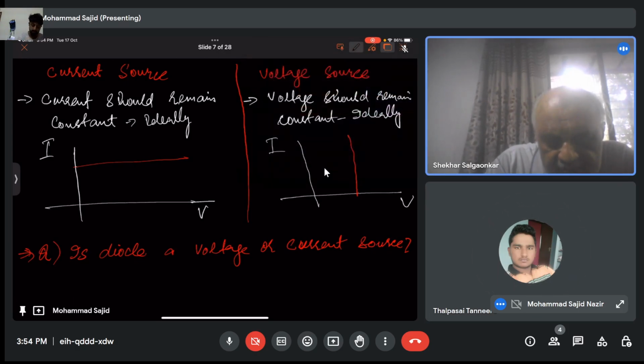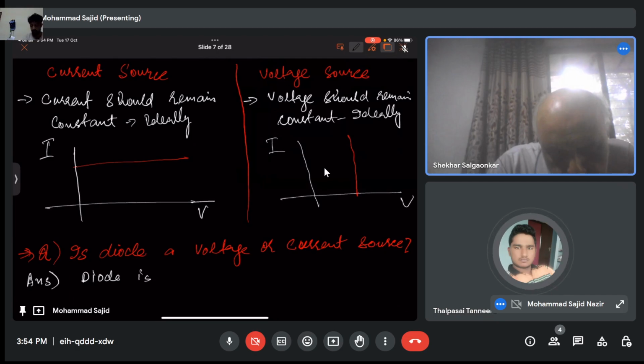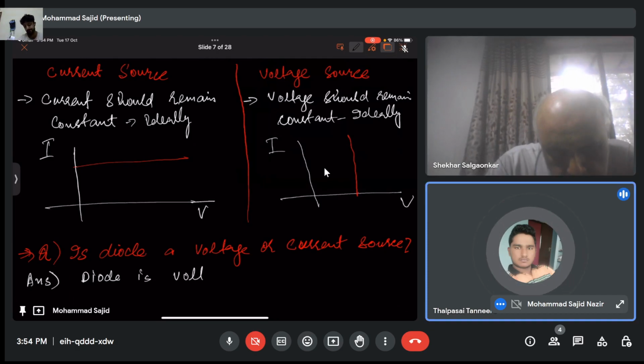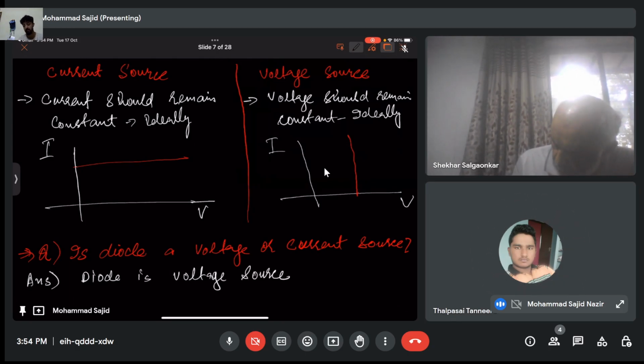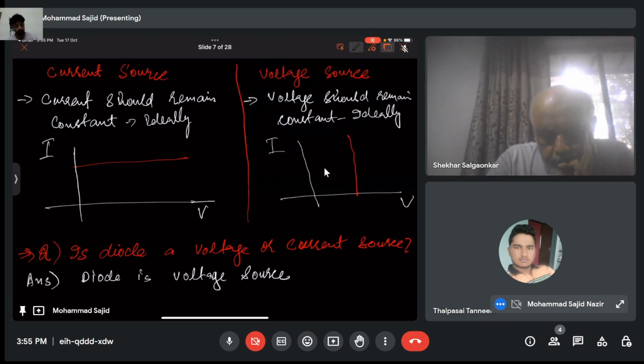So let me just write first the answer. You're saying that a diode is a voltage source because of the cut-in voltage only it will operate. If it is less than the cut-in voltage it won't be in a conduction state. No, that is different reasoning. Whether it is conducting or not, I can say that we have current only after V in. So that is not the definition of a voltage source. A voltage source is where the voltage should remain ideally constant across a device.